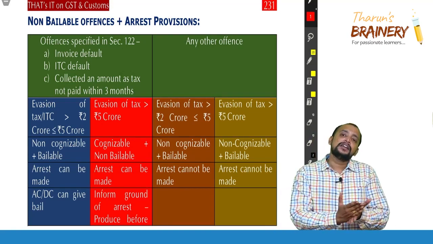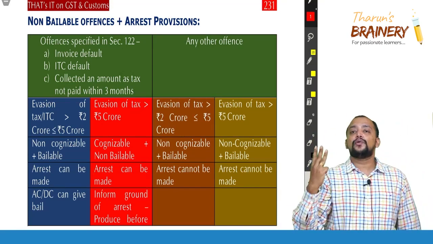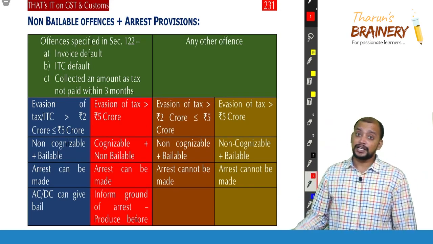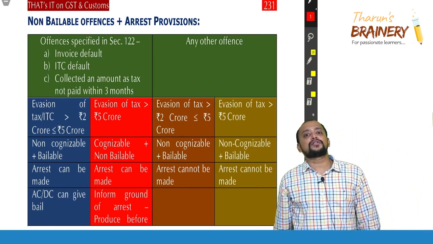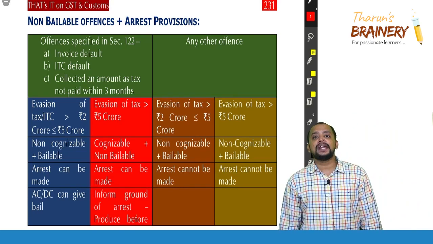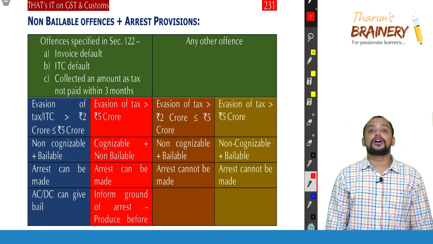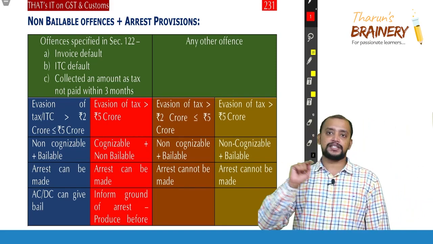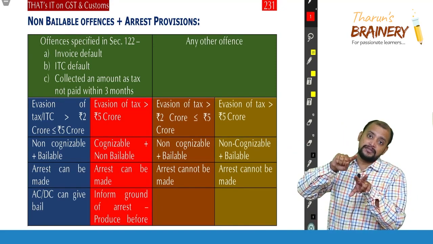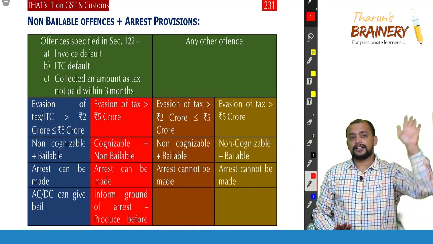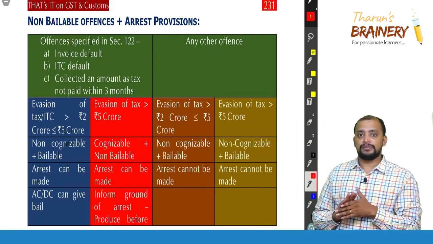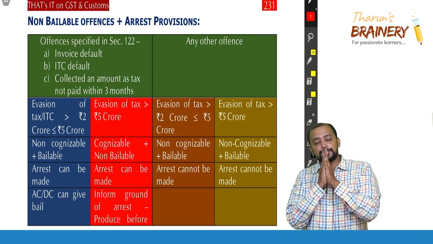So the tax or ITC involved in these three offences should exceed 2 crores, then only arrest is there. That too, if it does not exceed 5 crores, these offences are non-cognizable, bailable offences. So if it exceeds 2 but does not exceed 5, arrest is there but bail will be granted. Non-cognizable means the arresting officer can grant the bail.